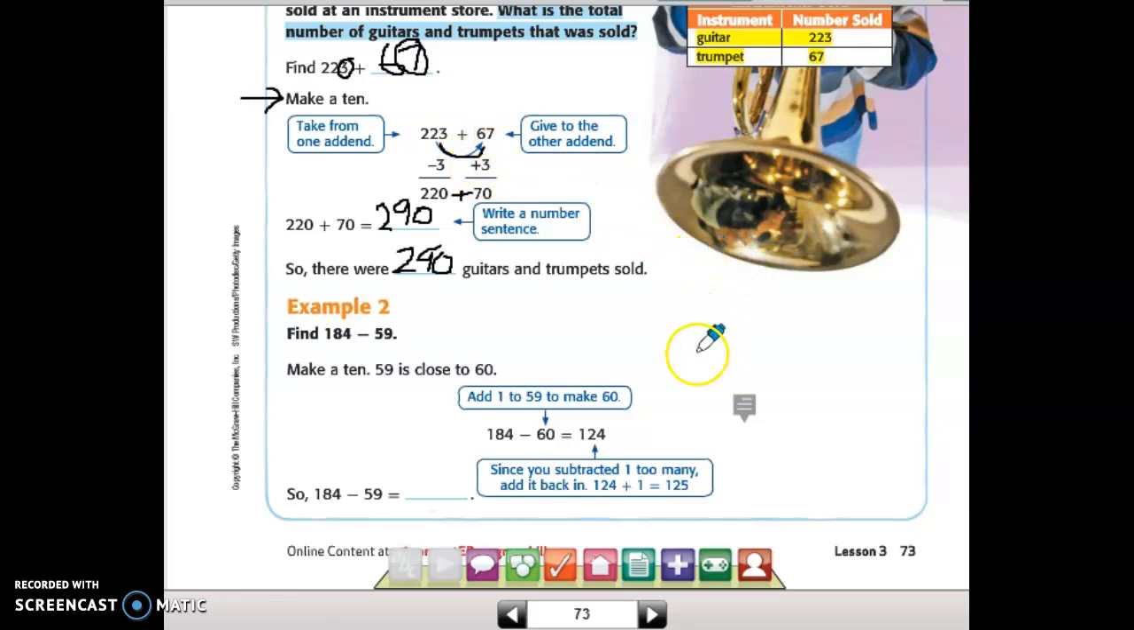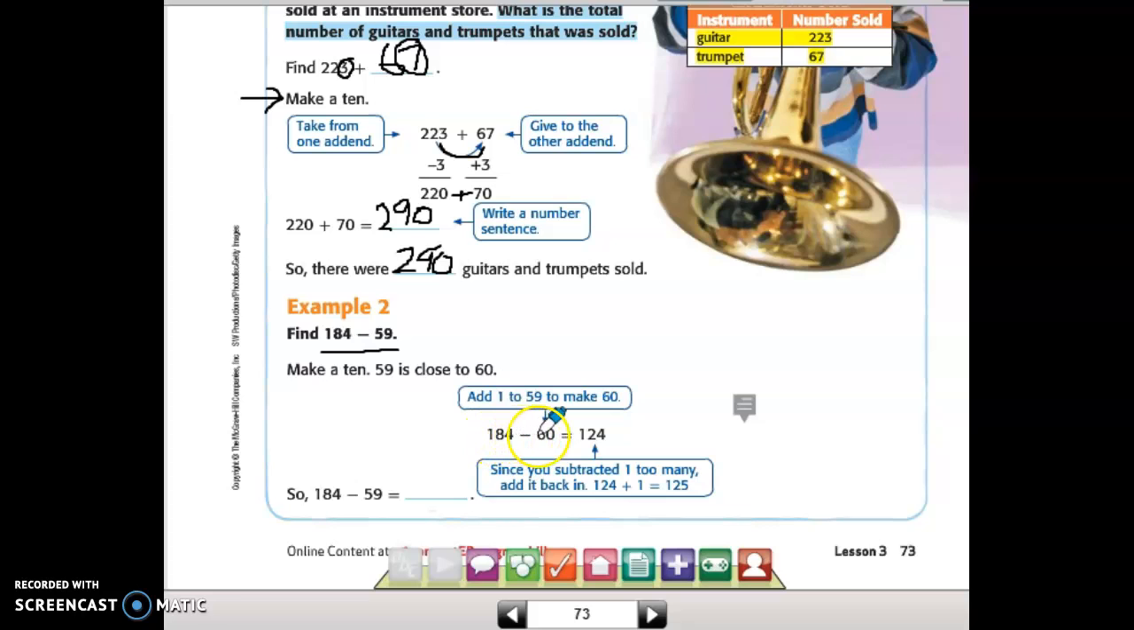This one is a little bit different, and it's more about rounding. So they're giving us this example: find 184 take away 59. And since 59 is so close to 60, what people who solve math mentally do is they make that 59 into a 60. So they're adding 1 to 59 to make 60. That was this example. Now we're doing it a different way for example 2. So just adding 1 to the 59 to make it 60.